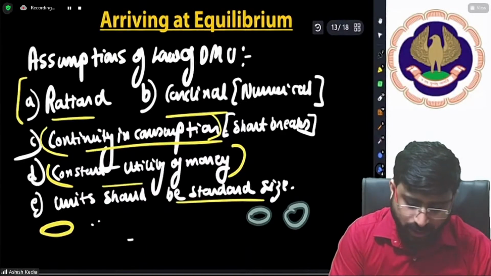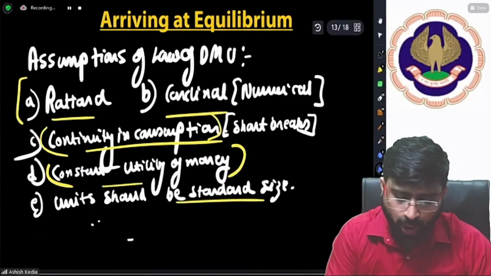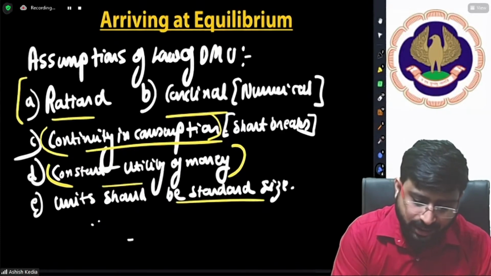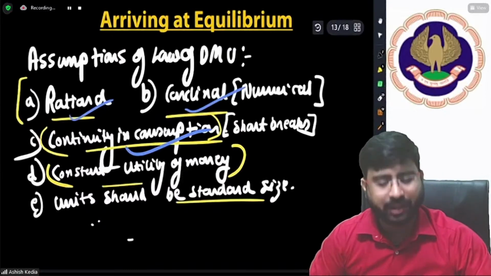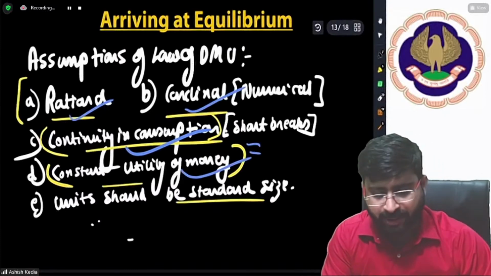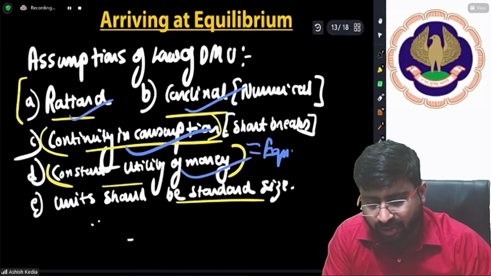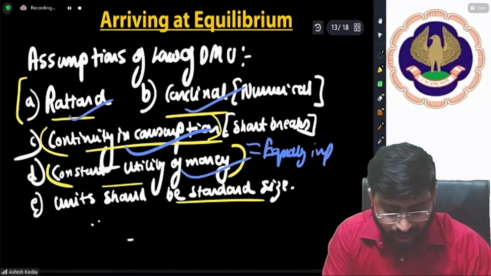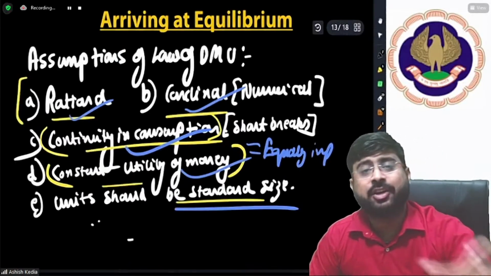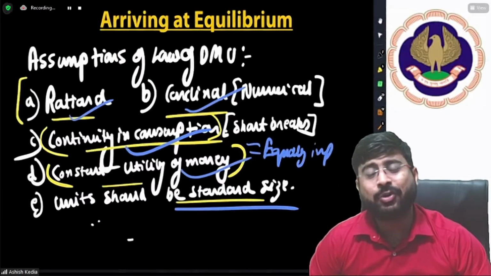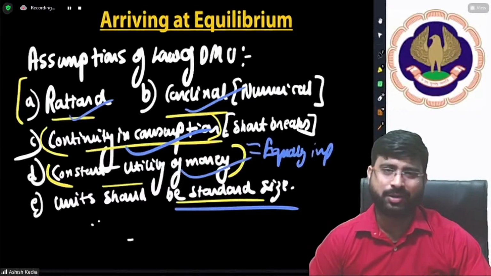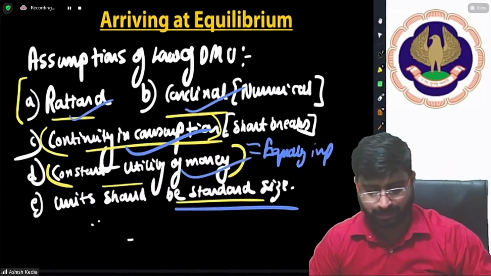Now, assumptions of law of diminishing marginal utility: that consumer is rational, utility is cardinal, there should be continuity, constant utility of money. Means money is equally important always. Importance of money has not reduced, and unit should be of standard size. If you remember, I gave you the example of glass of water, isn't it? Yes, sir, you did give us this example.